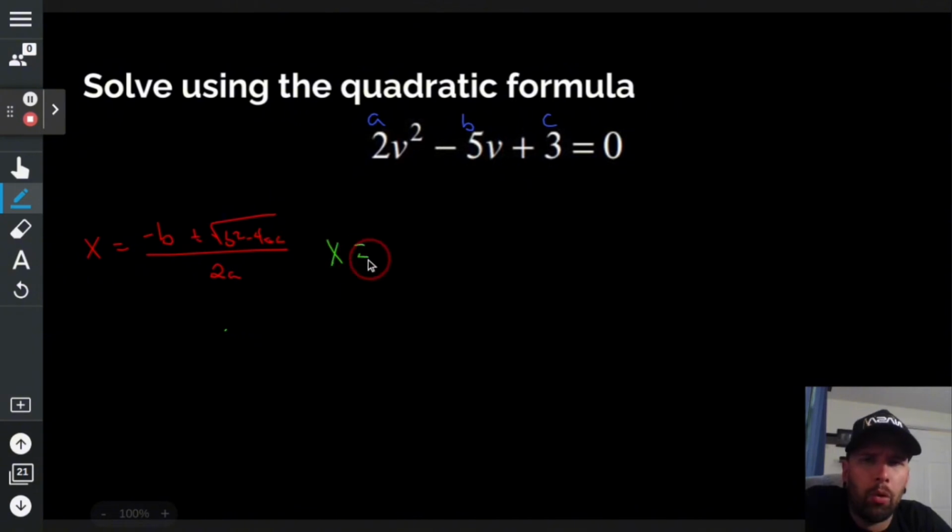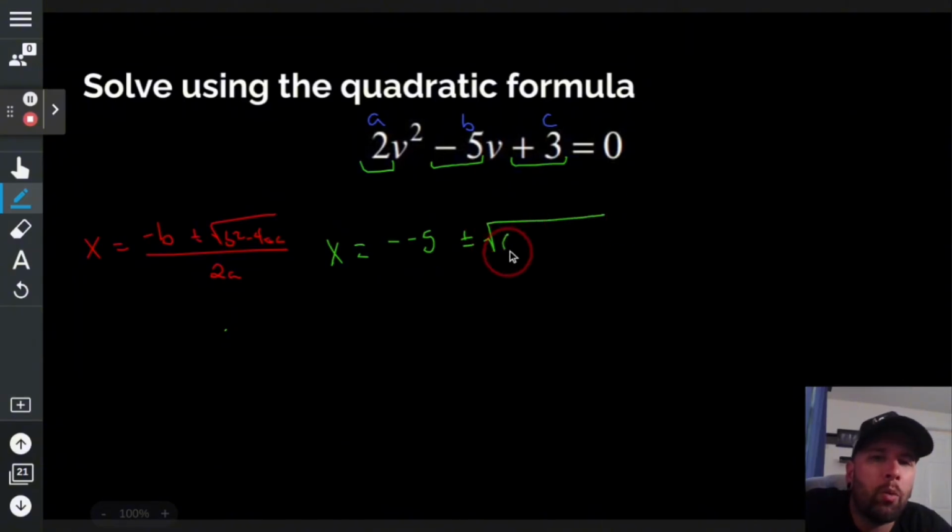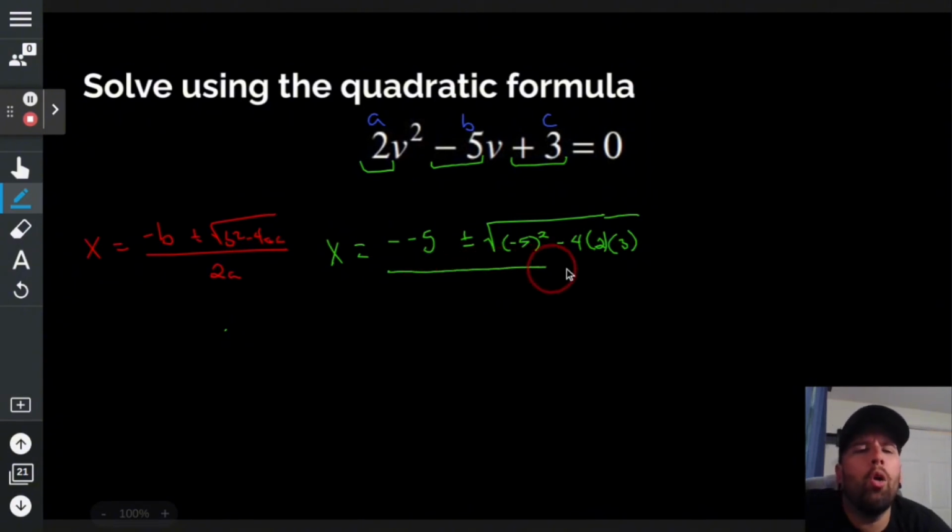X equals negative b. So b is negative 5, c is 3, and a is 2. So x equals negative 5, I'll clean that up in a little bit, plus or minus the square root of b squared, which is negative 5, in parentheses squared, minus 4 times a, which is 2, times c, which is 3. Extend that a little bit. All over 2a, 2 times 2.